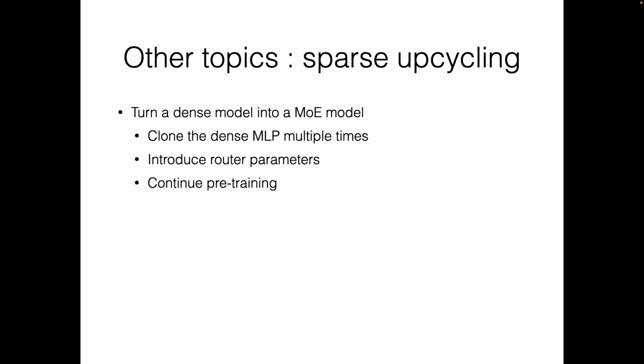But the idea is going to be very simple. So you basically take the MLP, so the feed-forward network, and just clone it multiple times. So again, now we're doing the strategy of just increasing model parameters by making copies. You introduce the router parameters, and then you continue the pre-training.